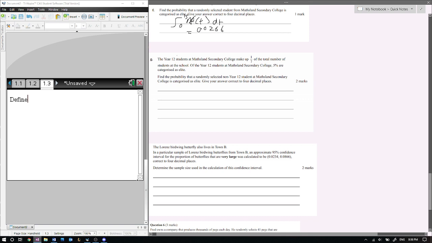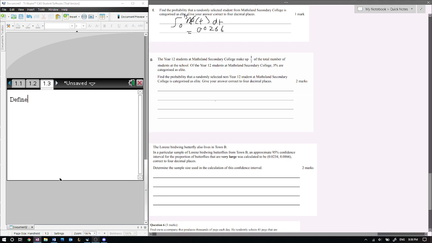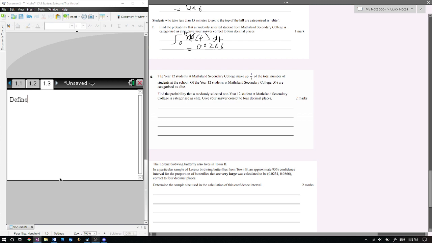So moving on to question G. The Year 12 students at Mathsland Secondary College make up 1/7. Of the Year 12 students, 5% are categorized as elite. So instantly for this question, I'm thinking about using a Karnaugh table, because I have one set variable and I have another set variable, and a student can either be one variable or the other.